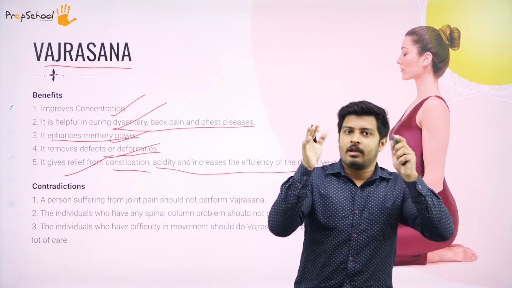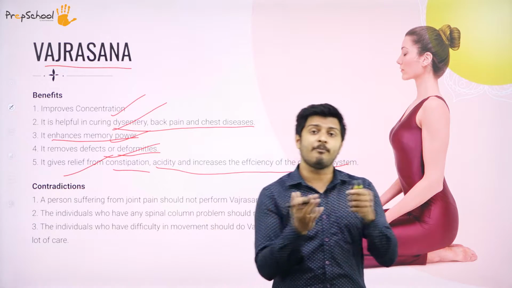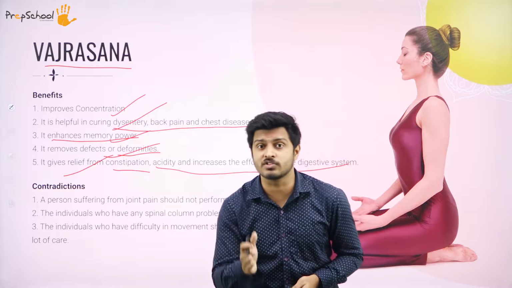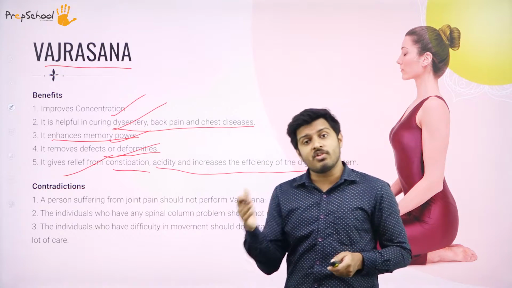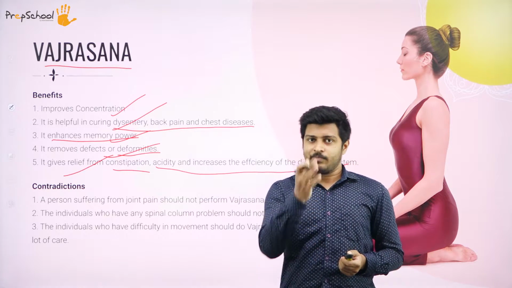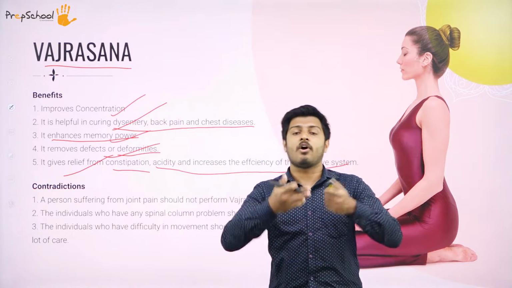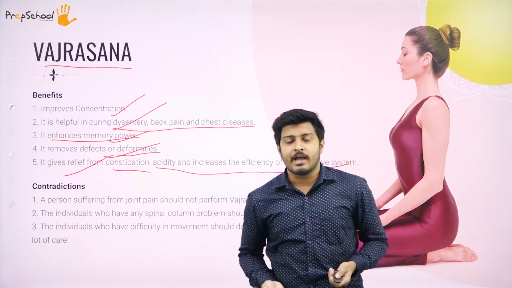Okay? Now, given all the benefits, let's move on to the contradictions. We know what all the benefits are, but there are some contradictions also. What are contradictions? Contradictions are those situations in which you are not supposed to practice that particular asana, because at the end of the day, it's a part of natural science. It's a treatment.